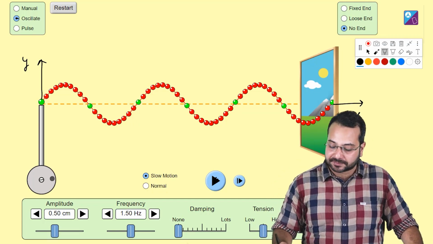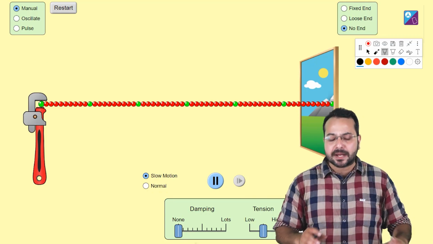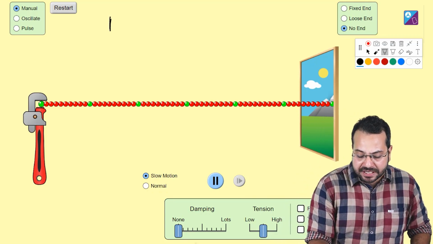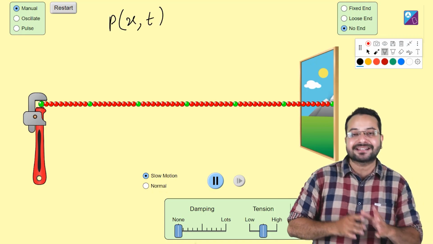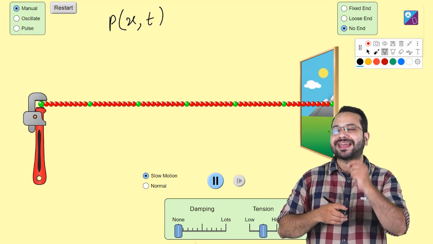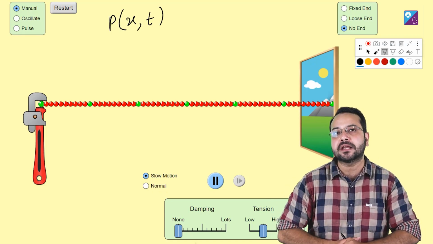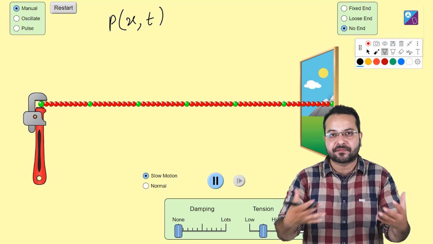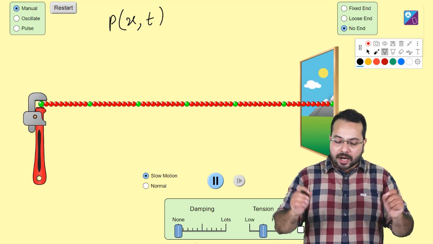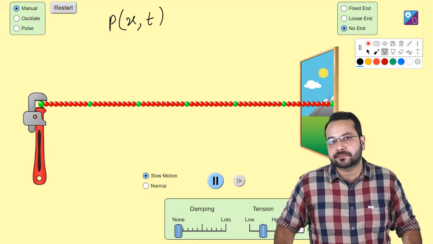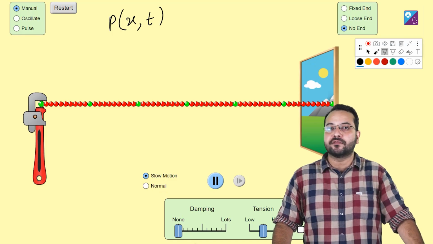Now let's move on. Next, how do we describe a wave? We describe a wave by the wave equation, which is the variation of the property with x and t, which means for any position and at any time, if I know the value of that property, I will be able to describe the wave completely. I will know everything about that wave. But how do we arrive at the wave equation? For that, we need to understand what dictates the formation of a wave.